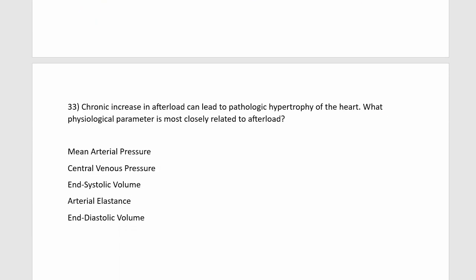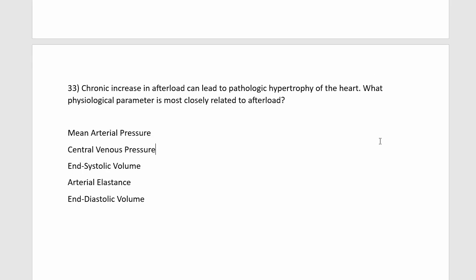Let's move onwards. Okay. Chronic increase in afterload can lead to pathologic hypertrophy of the heart. What physiological parameter is most closely related to afterload? Is it mean arterial pressure, central venous pressure, end systolic volume, arterial elastance, or end diastolic volume? Okay, and I apologize if this is going a little bit too much into basics. With later videos, I'm just a broken record. Feel free to skip ahead if this is stuff you already know, but if not, it'll be a good refresher.